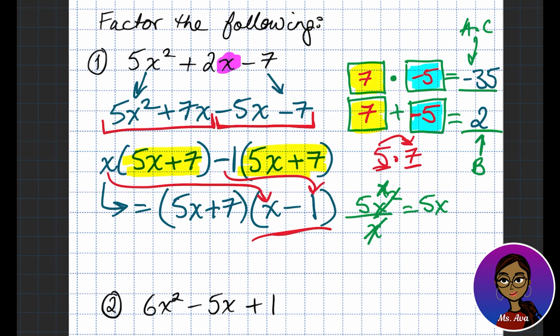And then the negative 1 from here. So that's where everything came from. And that is the process, my friends. That's all you got to do, and then you are all factored.